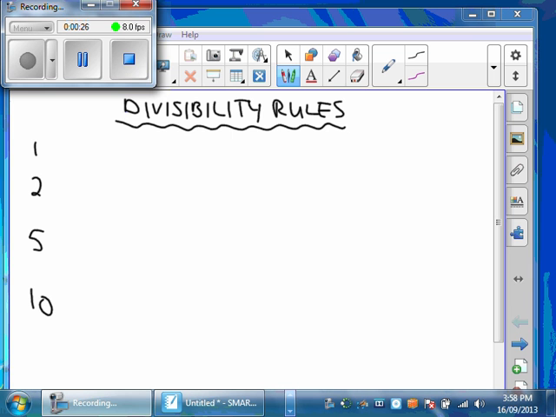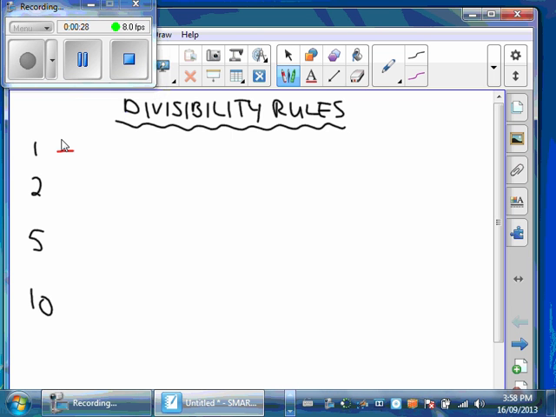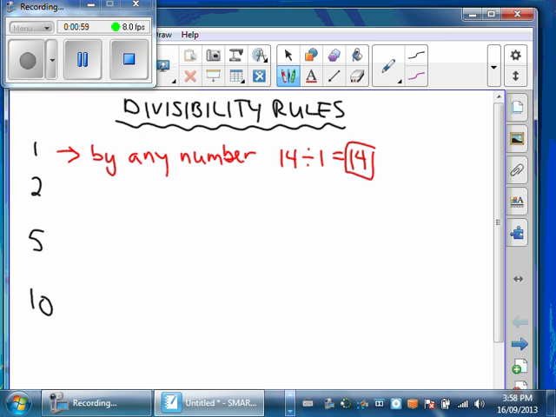So, just like in multiplication, we know that anything multiplied by 1 is going to be the number. Well, the same rule applies in division. So any number divided by 1 is going to be itself. So it can divide by any number. So for example, if you have 14 divided by 1, the answer is going to be 14. Any number divided by 1 is going to be itself.